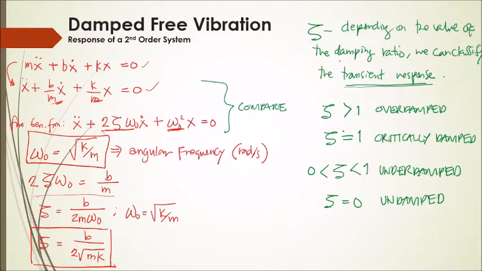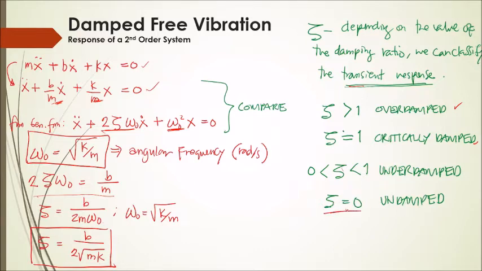Now, depending on the value of the damping ratio, we can classify the transient response, which is comparing b squared to 4mk. If zeta is greater than 1, our state is overdamped. If zeta is equal to 1, that's critically damped. If zeta is greater than 0 but less than 1, that's underdamped. And then zeta equal to 0 is undamped.